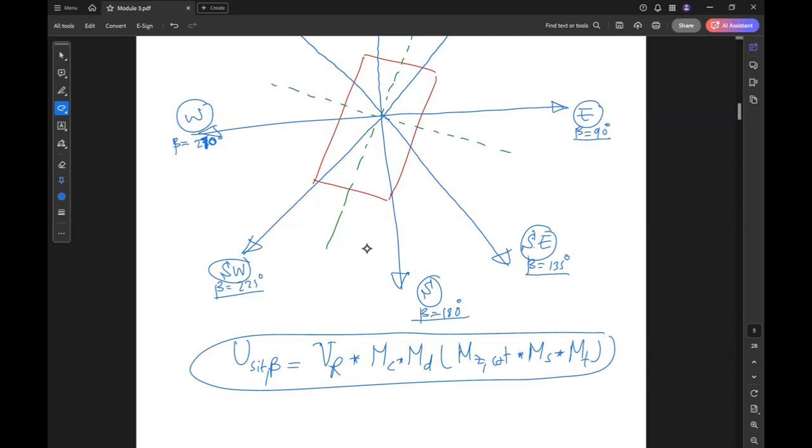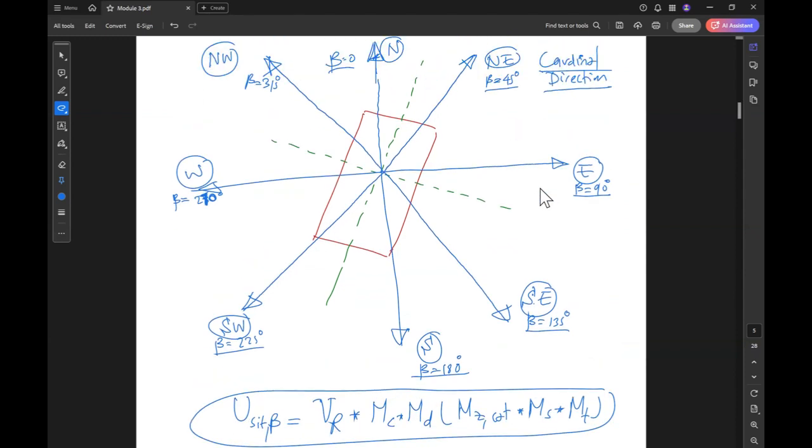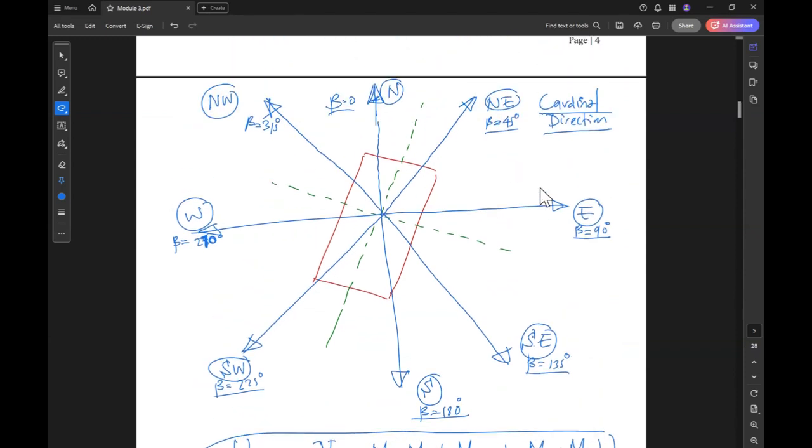Okay, so for each direction, we will find the cardinal V site beta. So for our building, the axis of the building is the green axis, not the original axis. So we have 4 other directions of the building. For the site, we have 8 cardinal directions, with a different color here. For the building, we have 4 directions only. These 4 directions are the design wind speed directions.